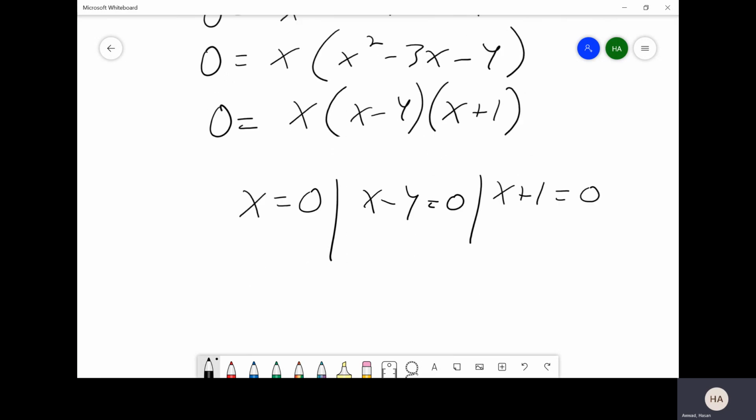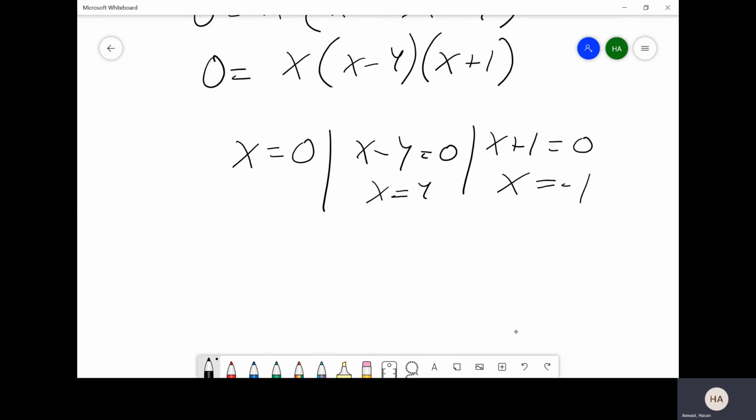Well, the first one on the left is already done. X is equal to 0. Yeah, that's done. You're just saying x is 0. Cool. Next one, x is equal to 4. And lastly, x is equal to negative 1. So great. We found our 3 x-intercepts, right?